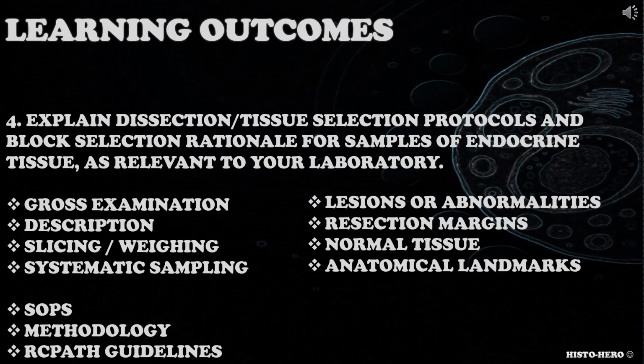block selection like visible lesions or abnormalities, multiple blocks for larger tumors, assessment of resection margins, inclusion of normal tissue, specific anatomical landmarks like capsule or head-to-body junction. This might be specific to each department and each endocrine organ. Therefore consider SOPs, methodology used and RC-Path guidelines.